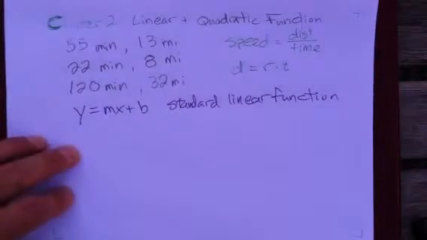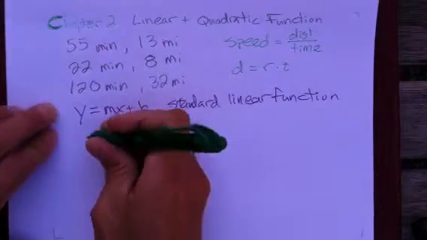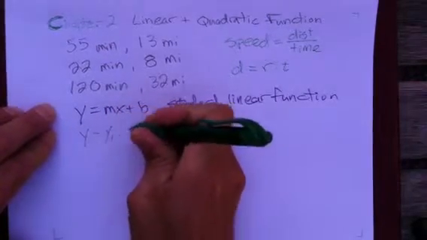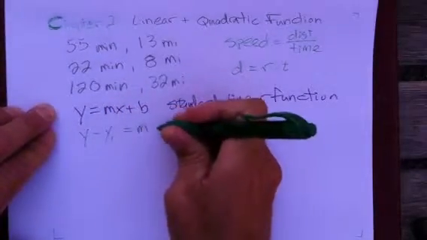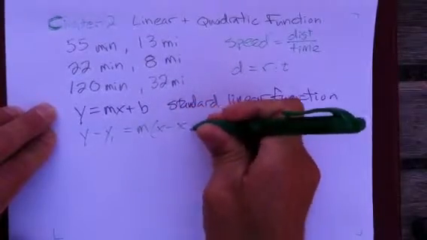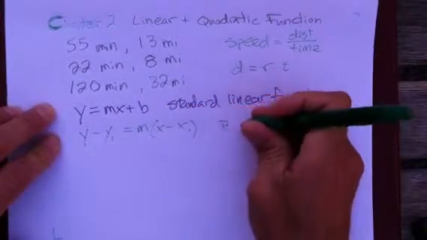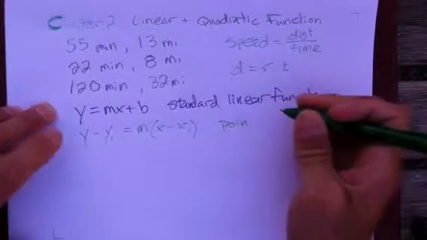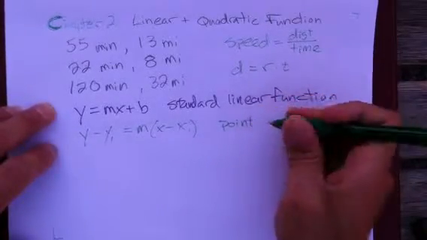So all lines that are functions can be written in this form. The other one is y minus y1 equals m times parentheses x minus x1. That's our point-slope form for lines. So if you know the slope and you're given a point, then that's what you could use.